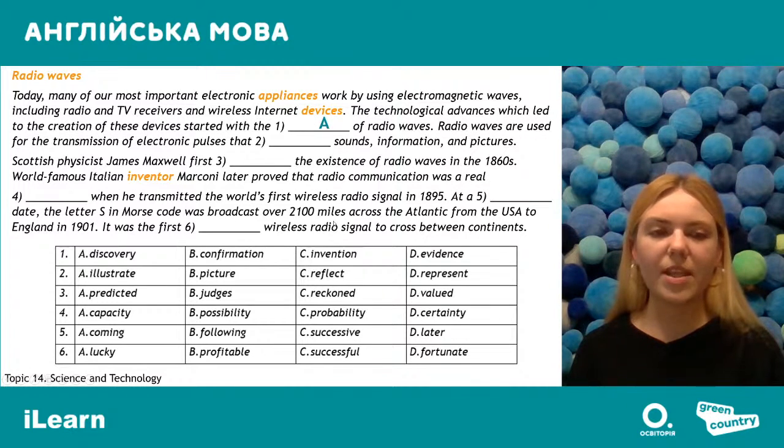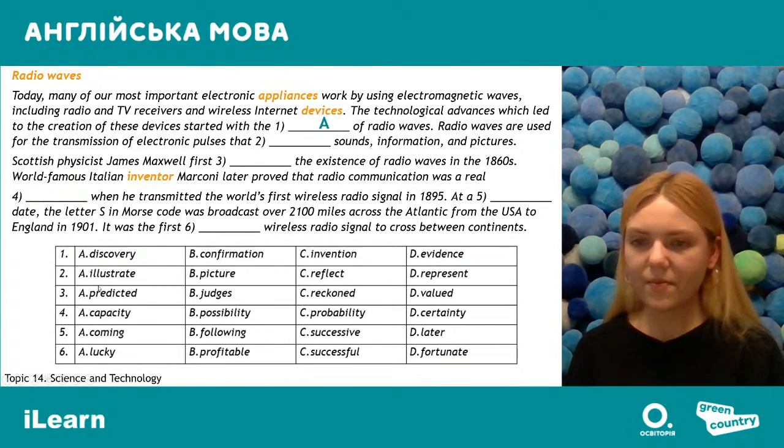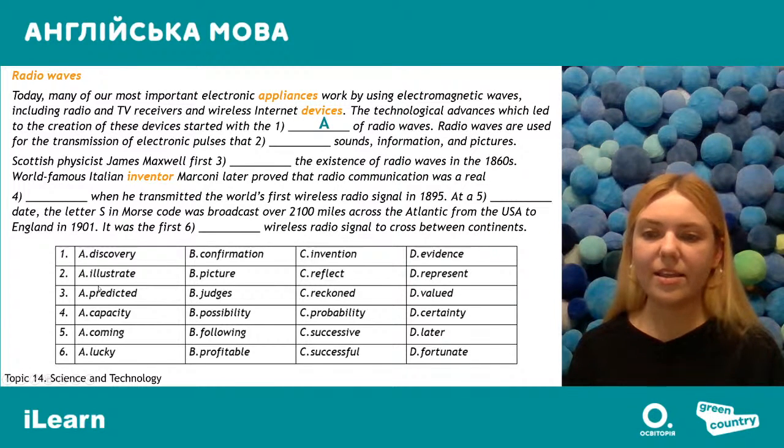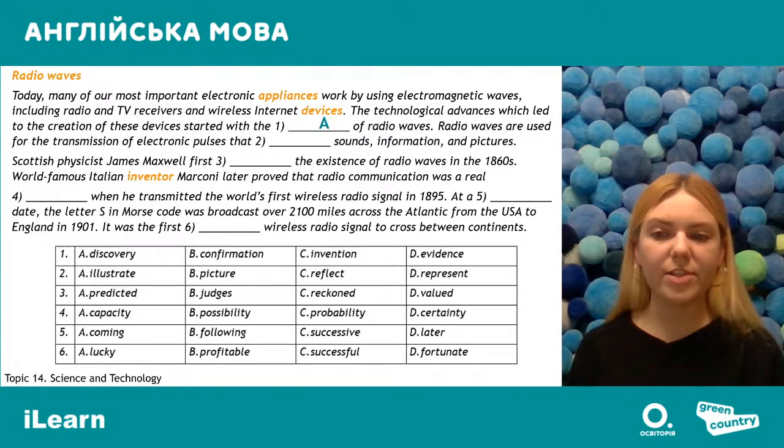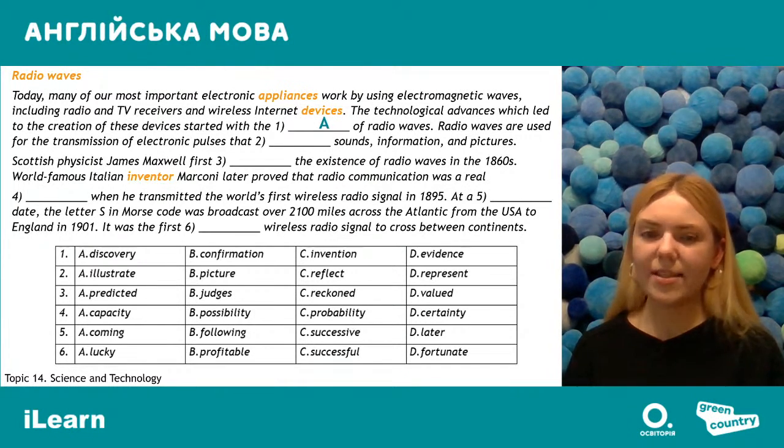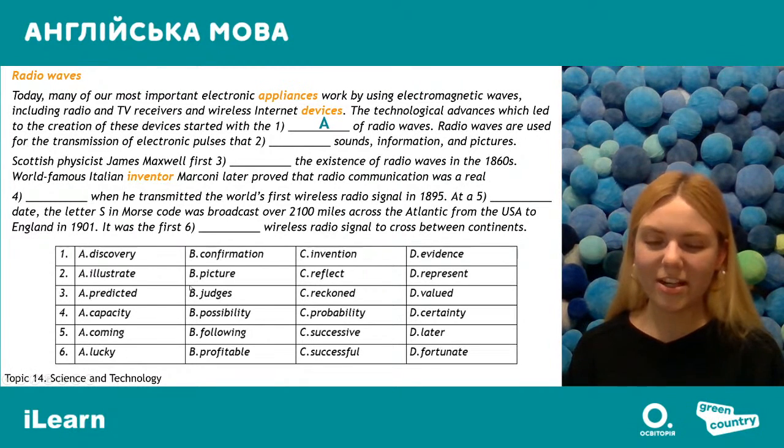Number 2. Radio waves are used for the transmission of electronic pulses that sounds. And we have options. A. Illustrate. B. Picture. C. Reflect. D. Represent. So let's think logically here. We can't use illustrate and picture here because they can be used as verbs. Yeah, we need a verb in this gap.